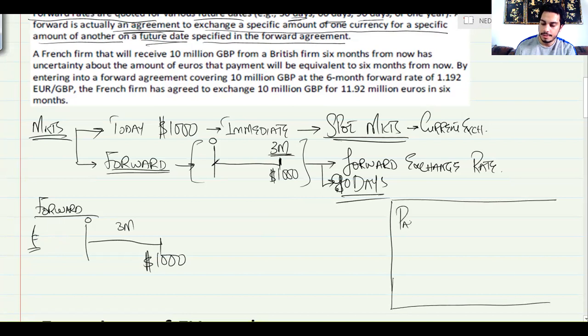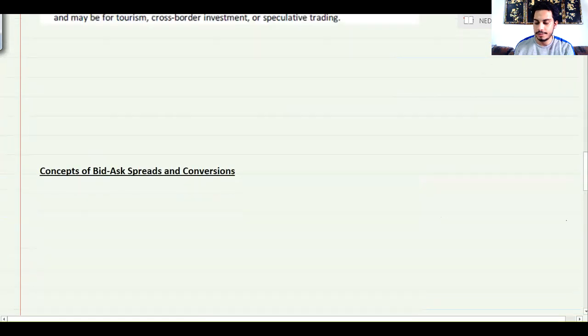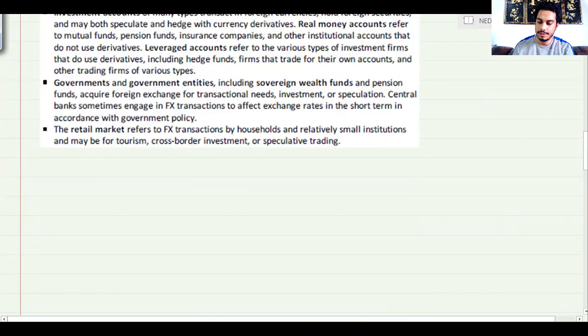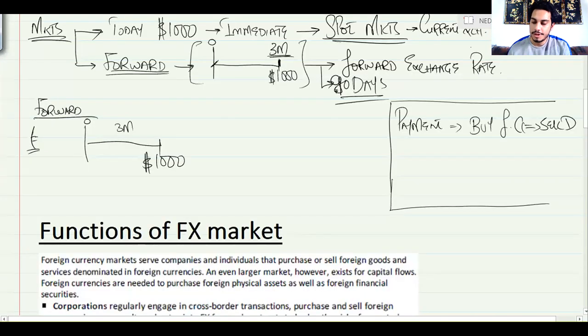So for payment, obviously I'll have to buy the foreign currency. And to buy foreign currency, you're going to sell your domestic currency. So you're exchanging in terms of domestic currency. You're selling your domestic currency and you're buying foreign currency when you're making a payment, right? Sell domestic currency and buy foreign currency.